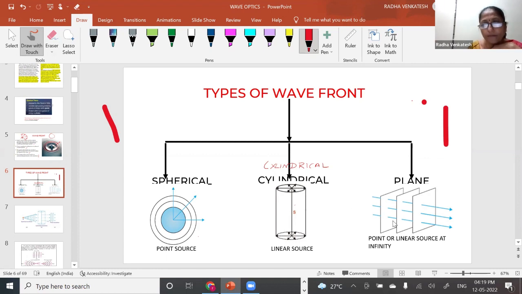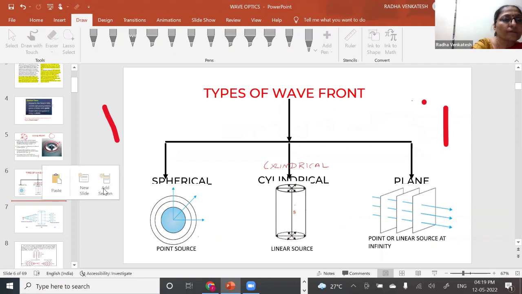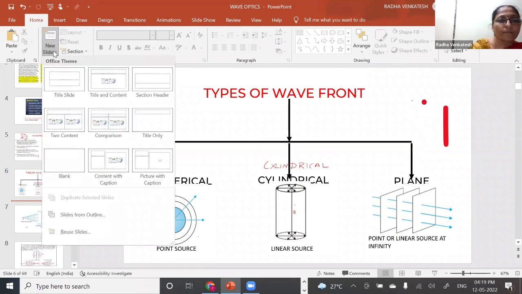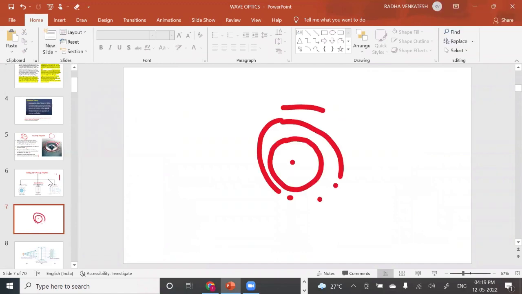What about plane wavefront? From where do I get this plane wavefront? Now, what I want you to see here is this. Suppose I'm going to take a point source. So I'm having a point source, and I know it is a spherical wavefront around it. It's going to be a spherical wavefront all the way.